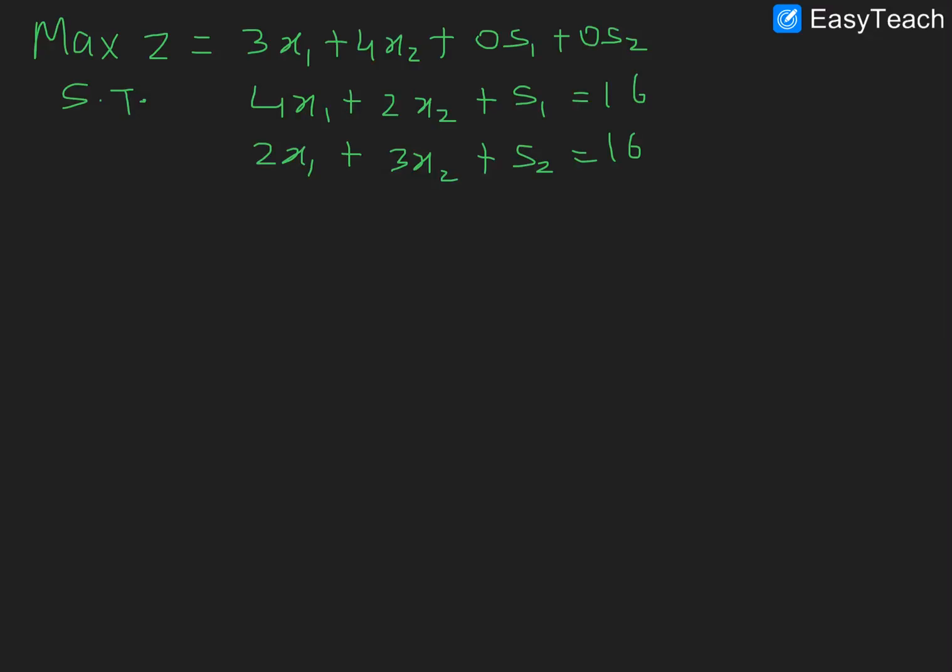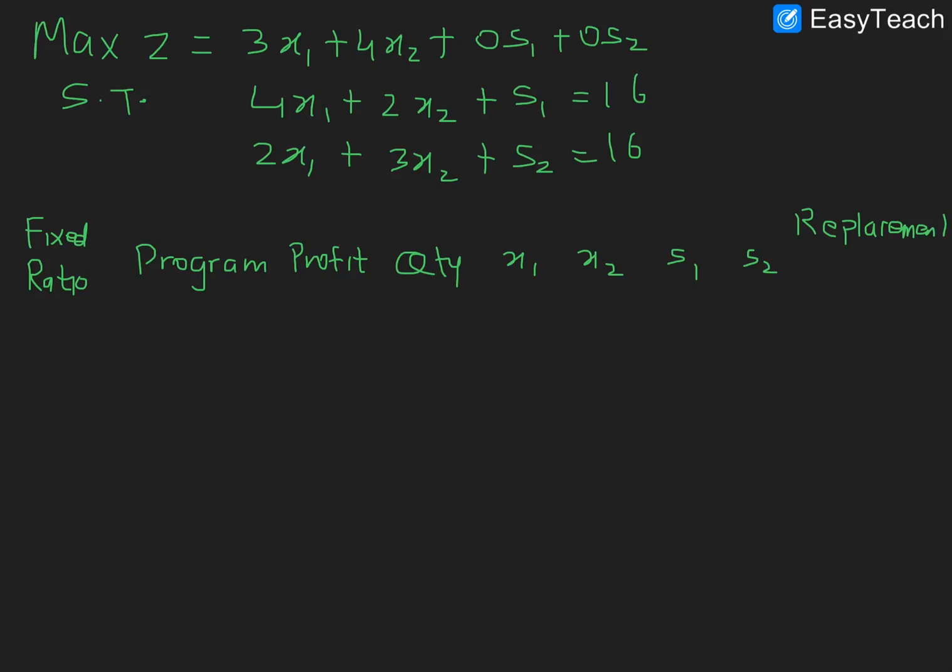Remember, this is a typical format which I use. We may have some different format also, but the meaning remains the same. So let me just write it down. We are going to have columns as fixed ratio, program, profit, quantity, x1, x2, s1, s2, and the final column is called the replacement ratio.